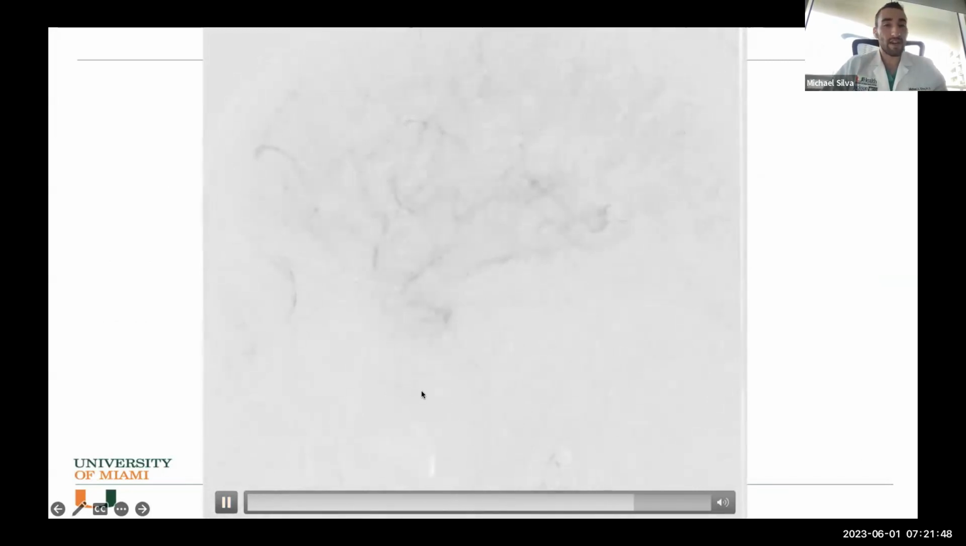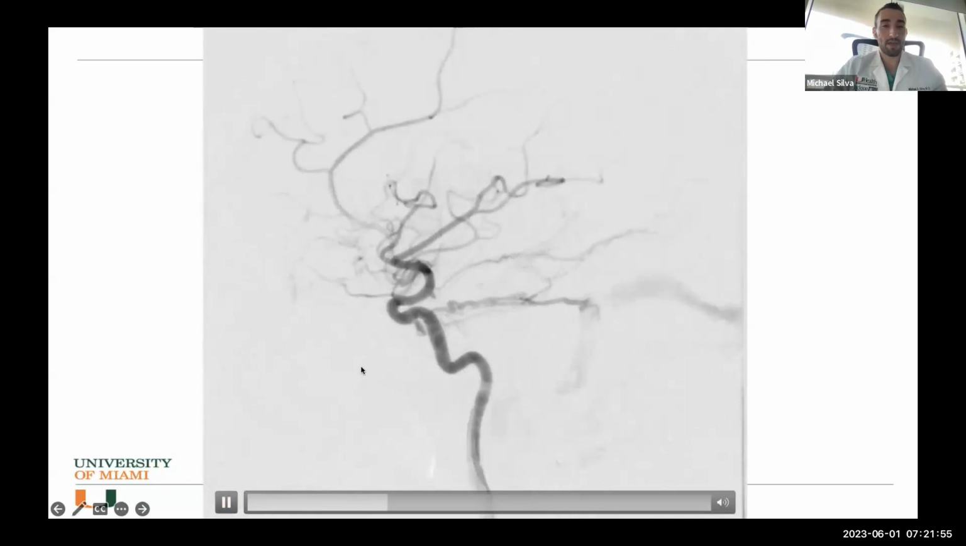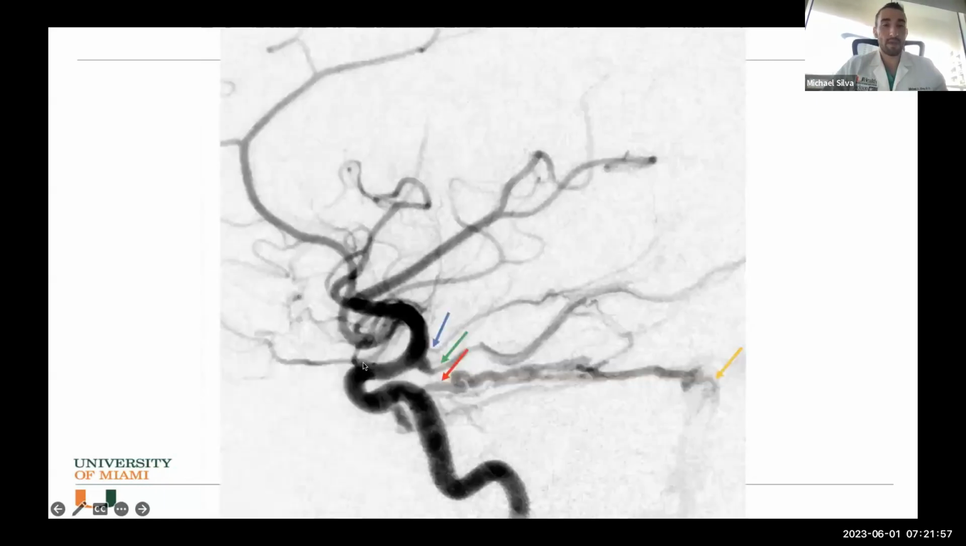As you can see, there's venous sinuses appearing in the arterial phase. So clearly something is awry here. And if we zoom in a little bit more, we have a nice view of the normal and abnormal anatomy. So you have the anterocoroidal, most distally here, you have in the green area, the posterior communicating artery.